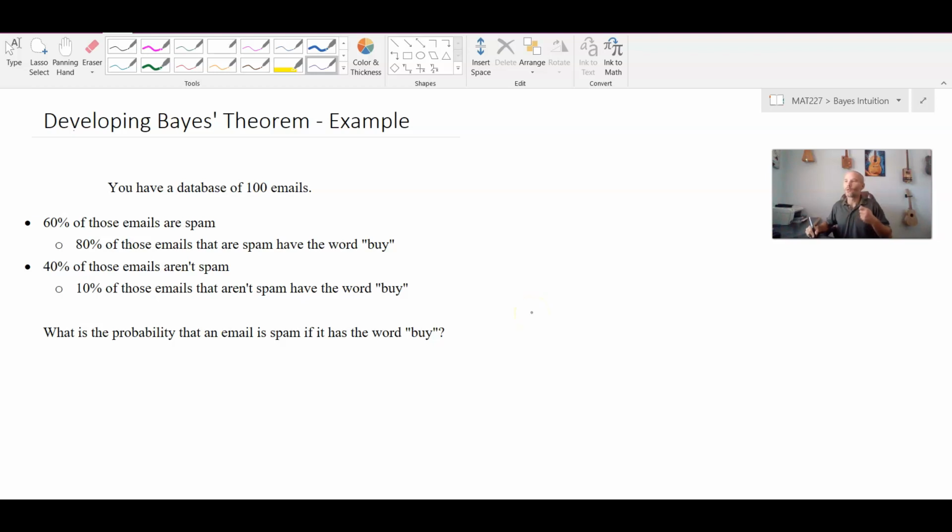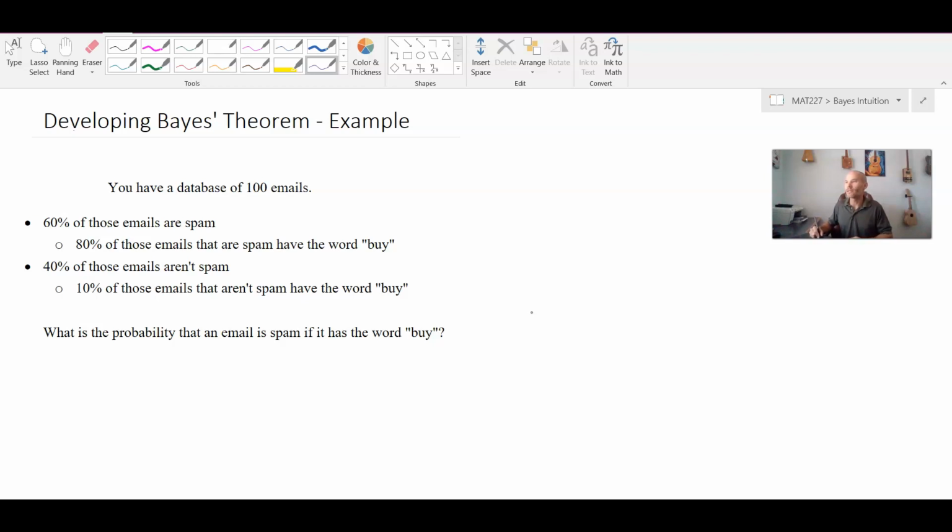A common thing we want to do when we're dealing with probability is to find a conditional probability. So let's examine this. We have a database of 100 emails. 60% of those emails are spam. 40% of the emails aren't spam. And of those emails that are spam, 80% of them have the word buy. 10% of those emails that aren't spam have the word buy. What is the probability that an email is spam if it has the word buy?